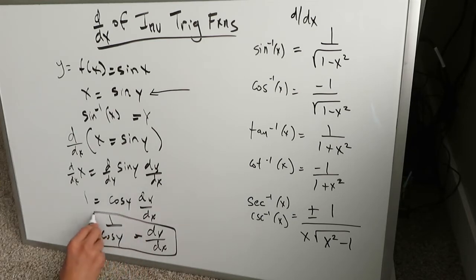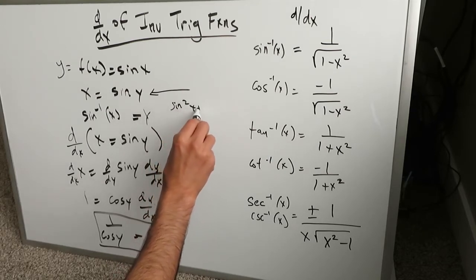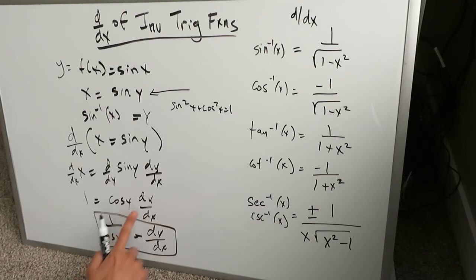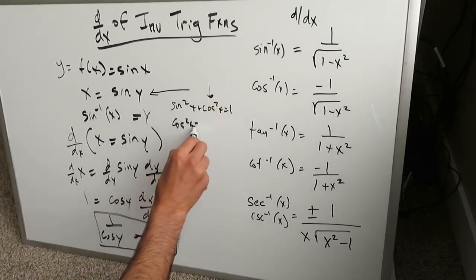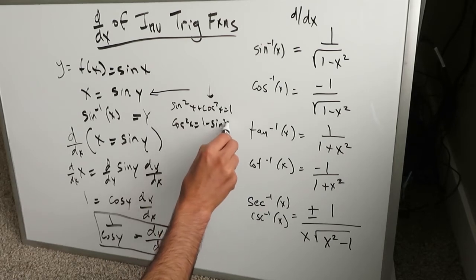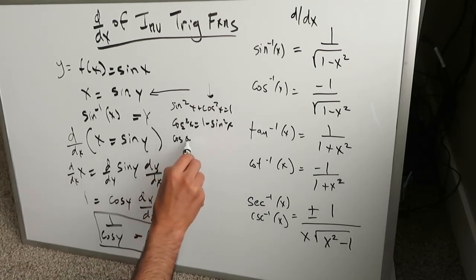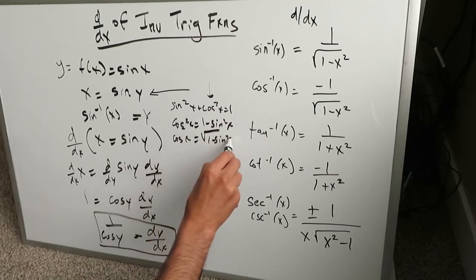1 over cosine y. Now if you think back to the Pythagorean formula, sine square x plus cosine square x is equal to 1. If you actually solve here for the cosine square, what do you get? You get cosine square x is equal to 1 minus sine square x, and you solve for the actual cosine x. Cosine x is equal to square root of 1 minus sine square x.